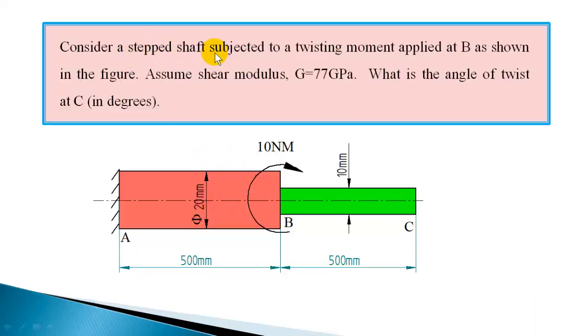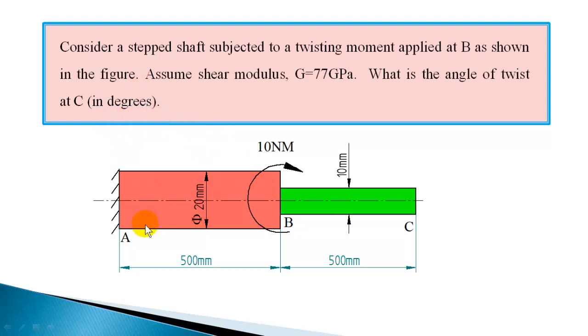Consider a step shaft subjected to a twisting moment applied at B as shown in figure. Assume shear modulus G is equal to 77 gigapascal. What is the angle of twist at C in degrees?